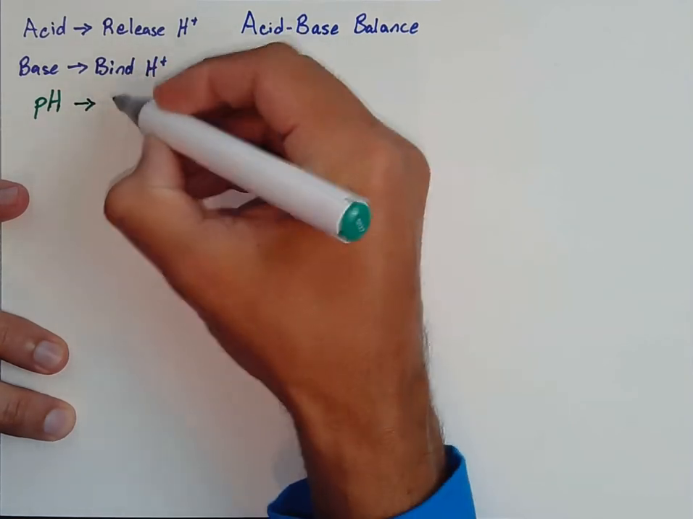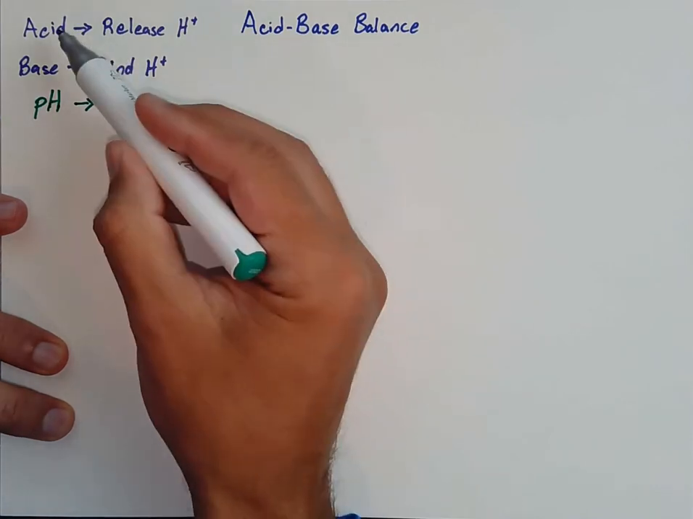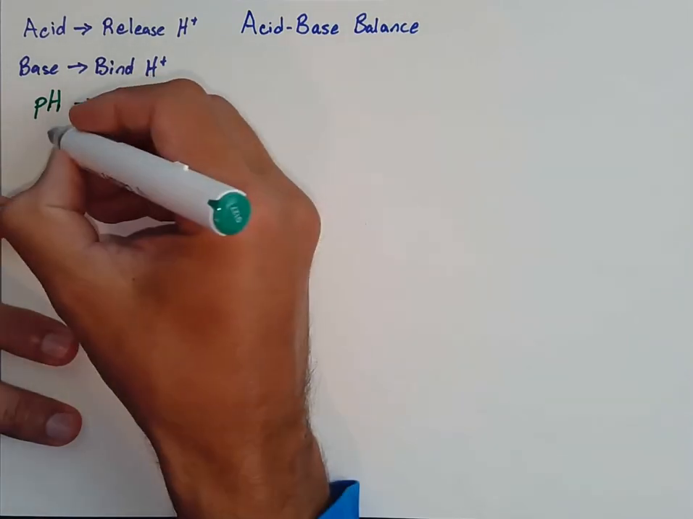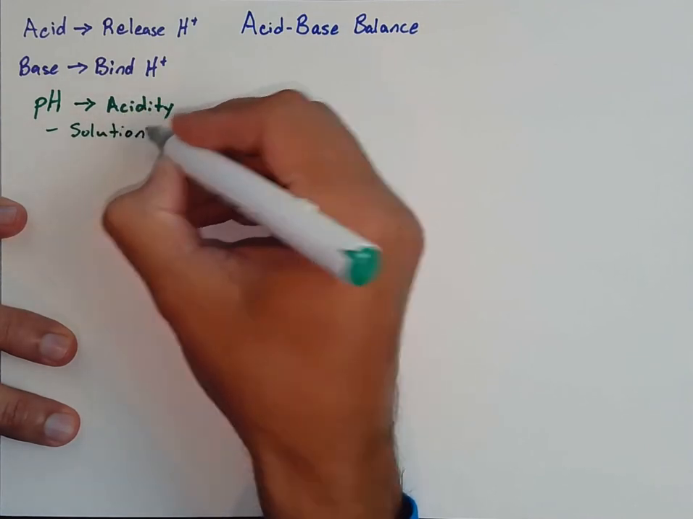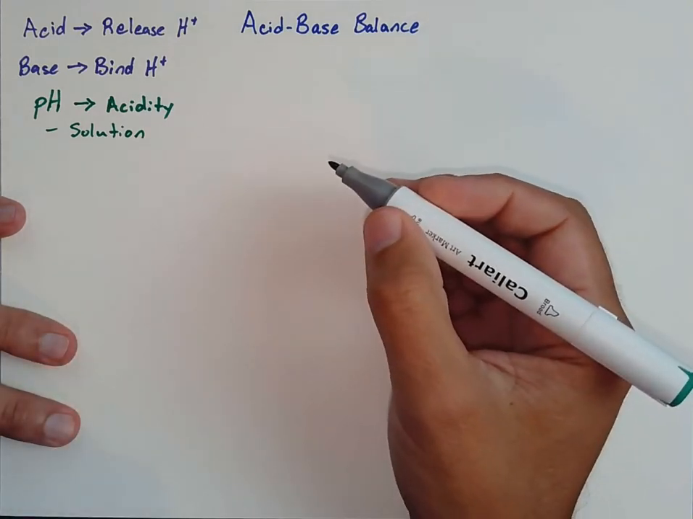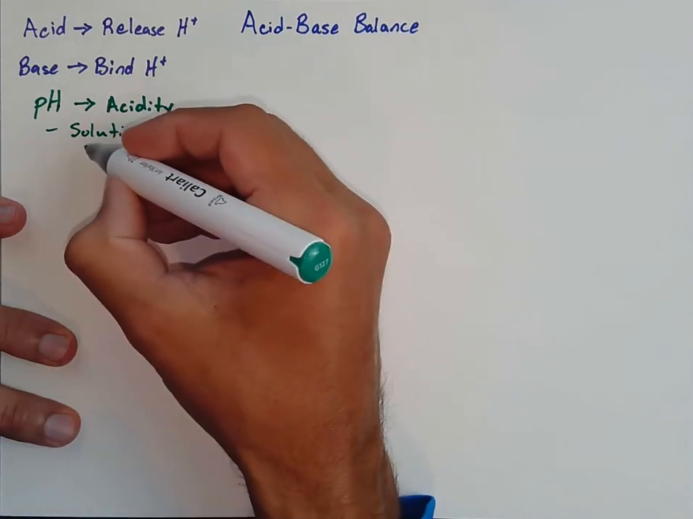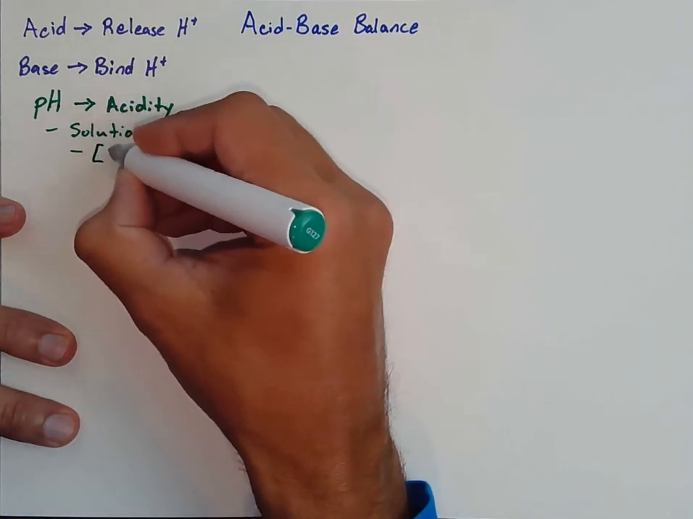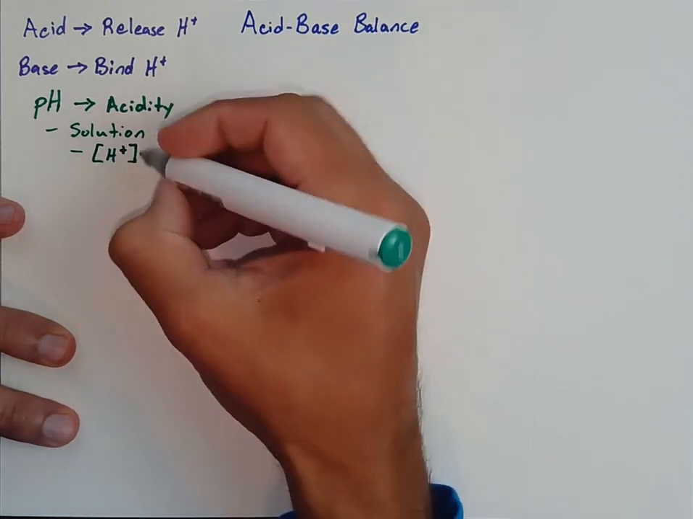This is something students have a hard time understanding: the difference between an acid and acidity. Acidity is related to the solution. Acidity has to do with the solution that the acids are found in, and only if those acids have released hydrogens. So pH is related to the solution, and it's actually related to the concentration of hydrogens found in that solution. Don't forget, brackets mean concentration. So, concentrations of hydrogens in that solution.